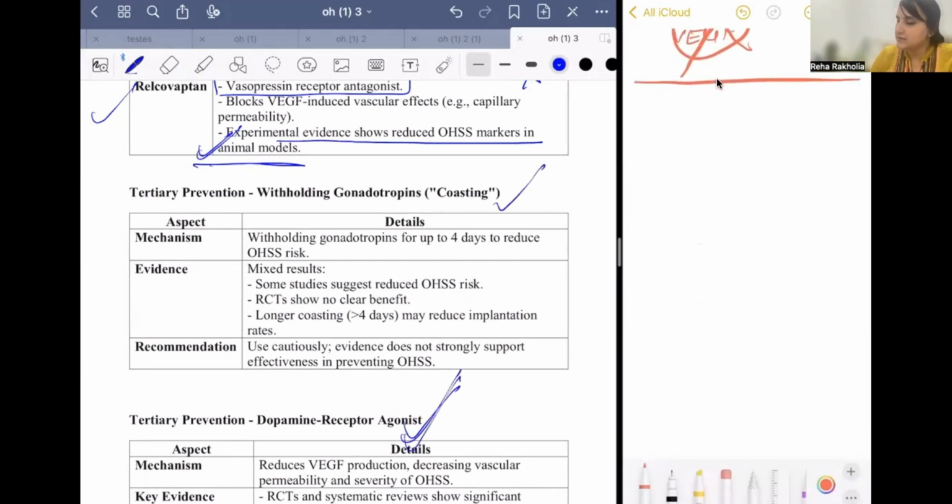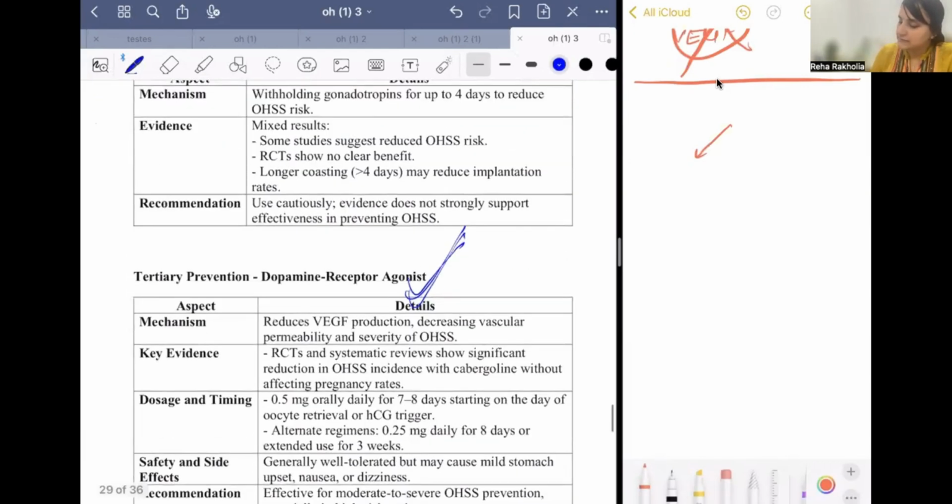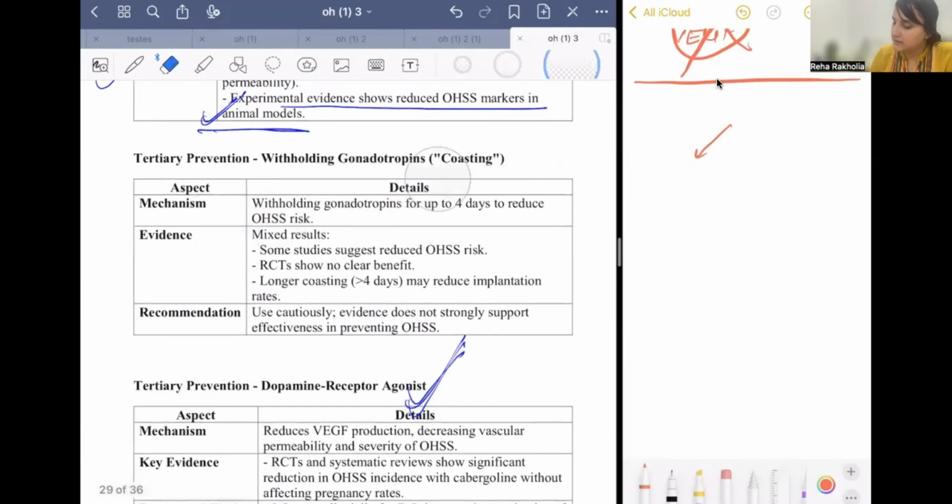Even with careful ovarian stimulation, some patients develop signs of OHSS requiring additional preventive measures. Some methods include withholding gonadotropin like coasting, which involves temporarily stopping gonadotropin injection while continuing monitoring. Another approach is dopamine receptor agonist like cabergoline, which helps regulate the vascular permeability and reduce the fluid accumulation. These strategies are particularly useful for high-risk patients who have developed excessive follicular growth and need controlled intervention to prevent severe OHSS.